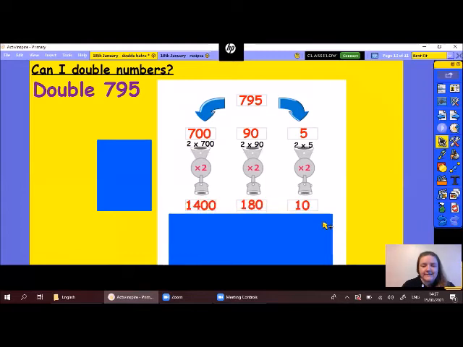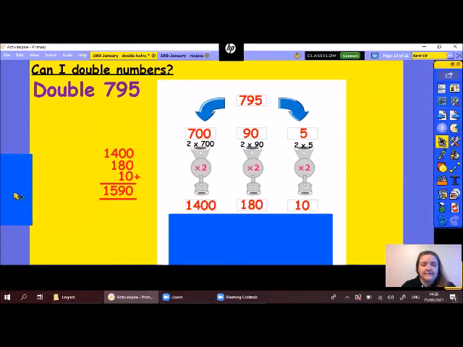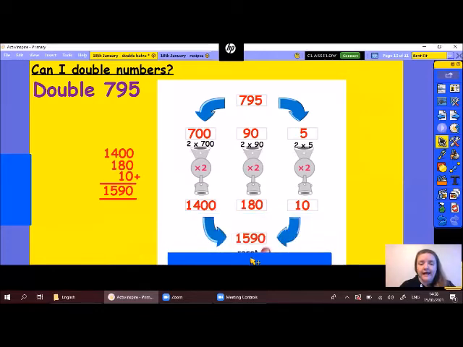Right, let's see the answers. We have 1,400, 180, and 10. So how can we put all those back together again to create our answer? Well, easy. We can do some column addition if we need to make the answer 1,590. And that's what we've put at the bottom. Feel free to pause the video for a while if you feel like you need a bit more practice before you move on.